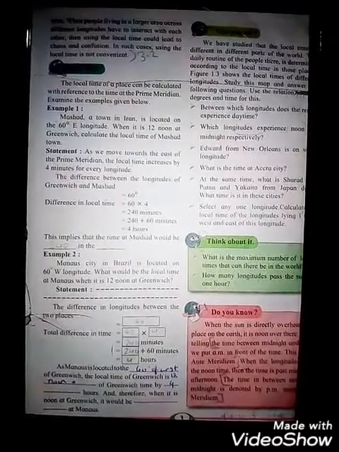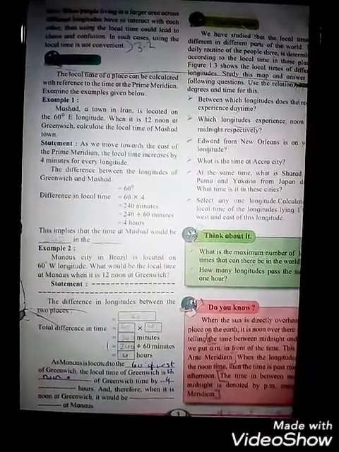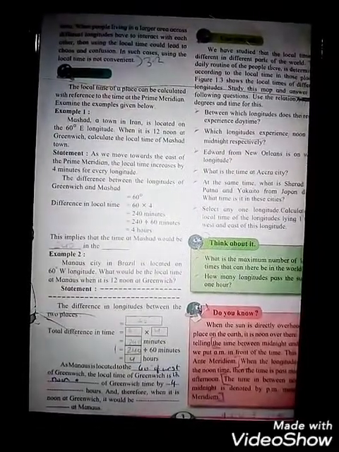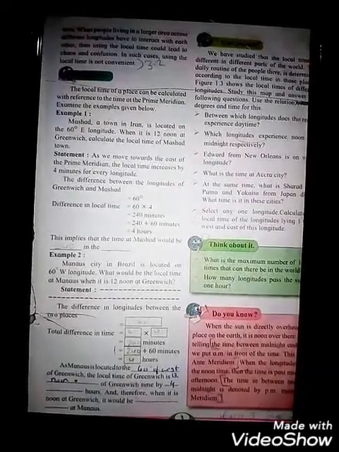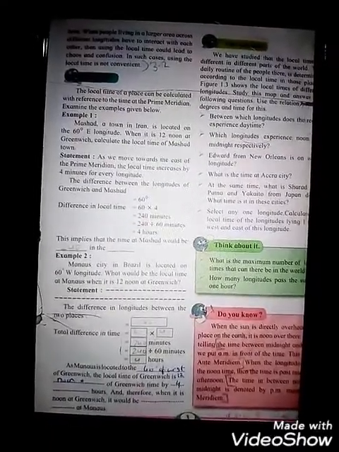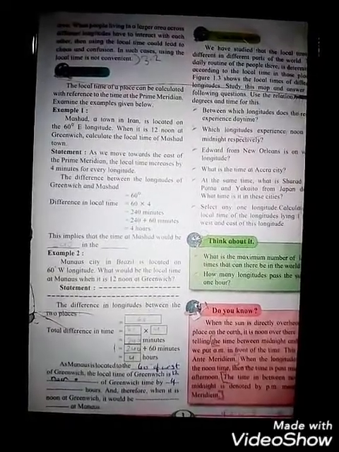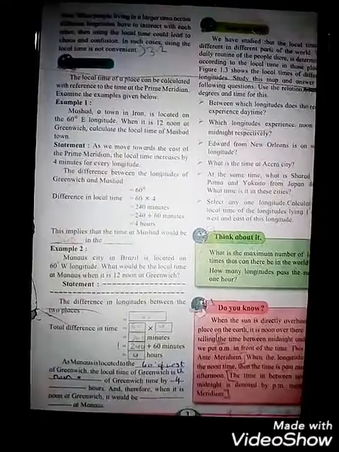The same example is given, but Mashhad is an east place and here it is Manaus, a west place, though everything else is the same. The Manaus city in Brazil is located on 60-degree west longitude. What will be the local time at Manaus when it is 12 noon at Greenwich, that is GMT? The same question is given, but what is the difference? In Mashhad it was east longitude, but Manaus city in Brazil is at 60-degree west, and nothing else is different.